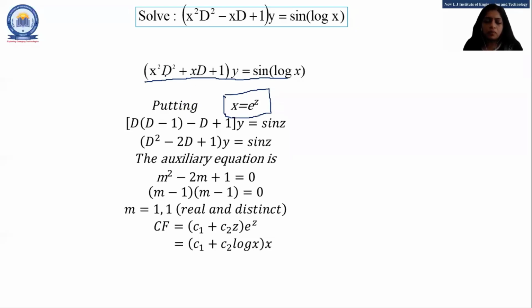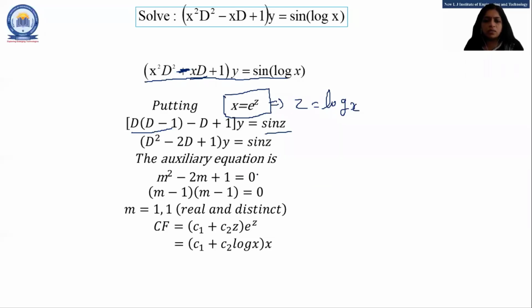This is the method. Now, x square d square is what? x square d square is d into d minus 1. xd is, this one is minus, students, right? See, your question has minus. So my xd is just d. 1, keep it the same, into y is equal to sine. Here, x is equal to e raised to z, which implies z is equal to log x, right? So here, this log x is z. So this one is sine z. After simplification, (d square minus 2d plus 1) into y is equal to sine z.